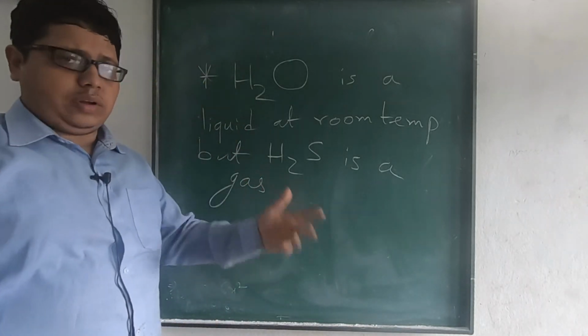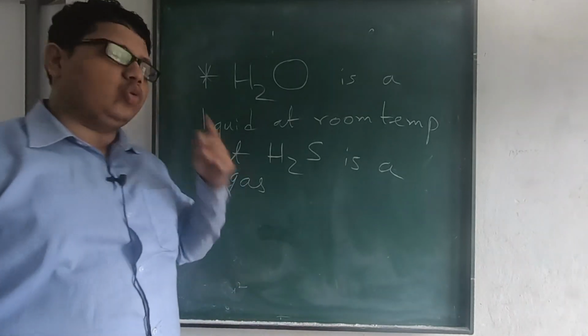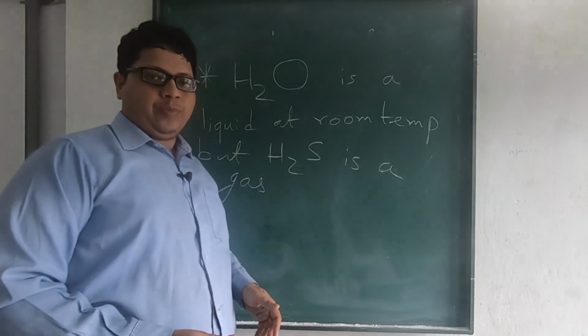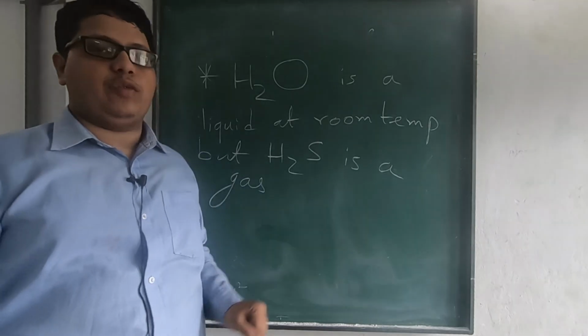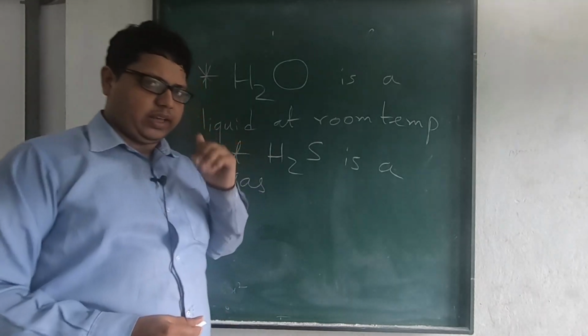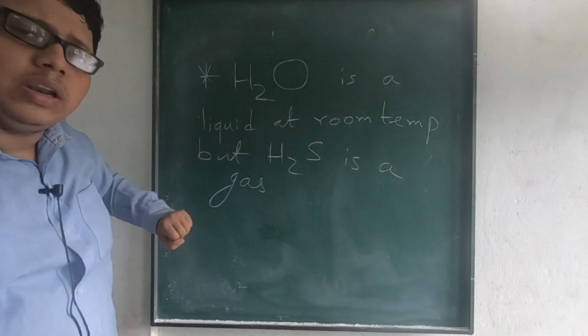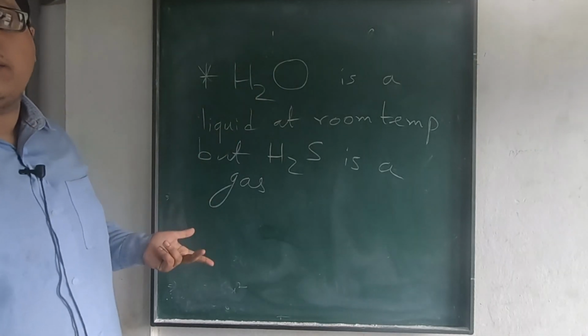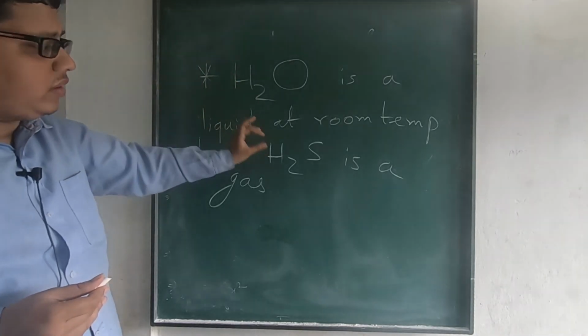And H2S, you must have encountered it already in the lab. If you have not, you're soon going to encounter H2S in the lab. It is a gas, obviously, and we keep it in the Kipp's apparatus by the side of your lab. You must have noticed the smelly gas, the rotten egg smell. So this is a gas, this is a liquid. Why is this a gas and this a liquid?